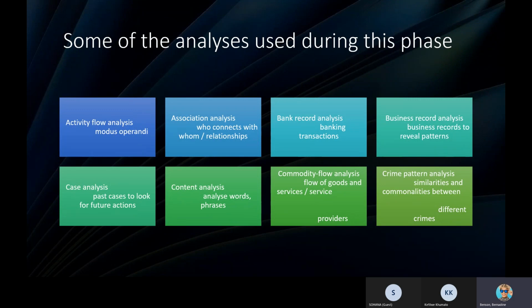Now, what do some of these analyses look like? I've given you an example here. There's many more in the book. Activity flow analysis shows you the modus operandi. How does the syndicate work? Association analysis, who connects with whom in the hierarchy? Bank record analysis, what are the banking transactions coming in, going out to different accounts? And there are a variety of them there.